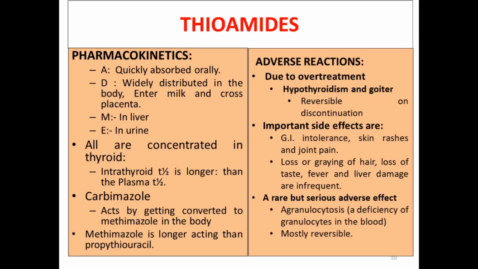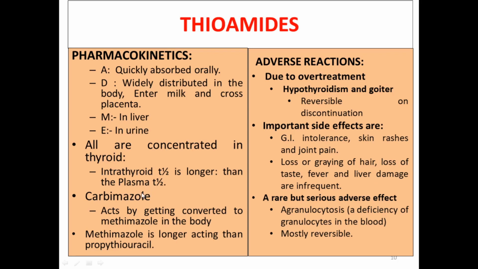Next, we're going to talk about the pharmacokinetics. Absorption of the thioamides: all the antithyroid drugs are quickly absorbed when given orally. Once they enter the bloodstream, they get widely distributed in the body, and they are able to enter the milk and cross the placenta. So in pregnancy, they may cause a problem to the fetus. Next, in metabolism, they are metabolized by the liver. Excretion is done by the kidney. They have one more feature: whenever they enter the thyroid gland, they get concentrated there, and remain there for a longer time than in the plasma.